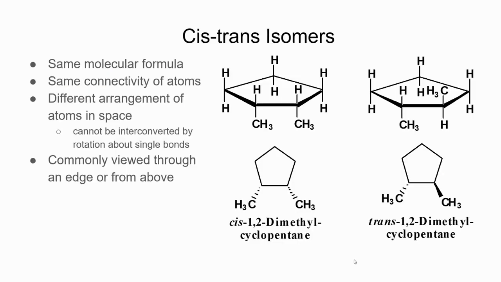Next, we're going to talk about cis-trans isomers of cyclopentane. So isomers always have the same molecular formula. The cis-trans isomers have the same connectivity of the atoms. So for cyclopentane, when we're looking at the two different cyclopentanes here, they both have the same connectivity, where they have these 5 carbons connected in a ring. They have the same number of hydrogens on each carbon, but they're just a different arrangement of those atoms in space. But to backtrack again, they do have the same molecular formula.